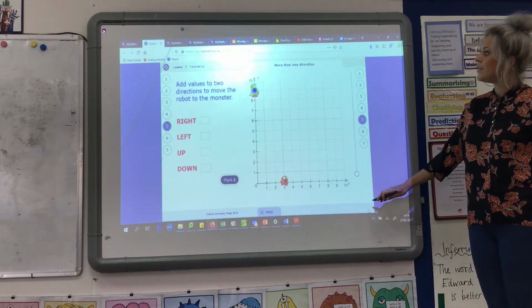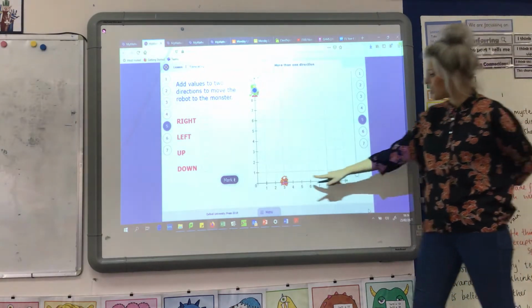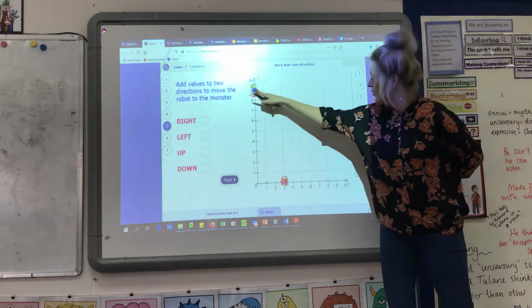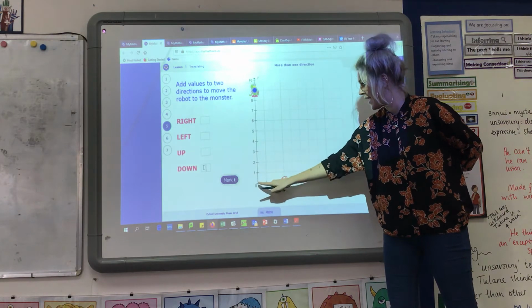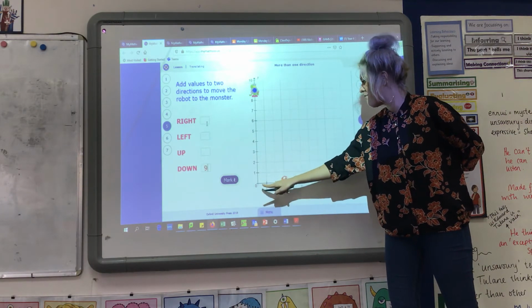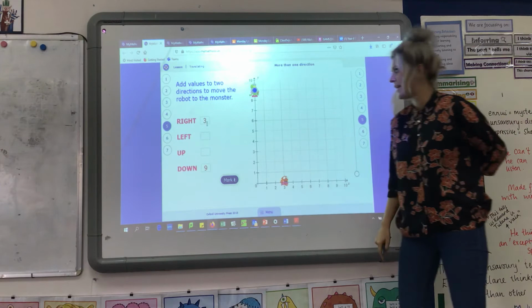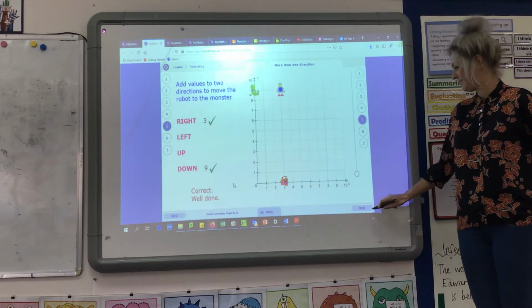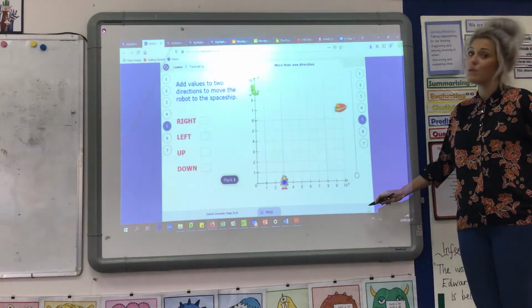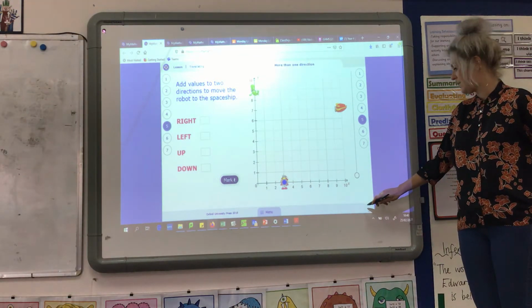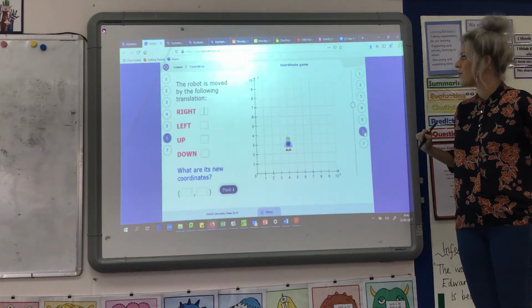Add values to 2 directions to move the robot to the monster. We need to go down 1, 2, 3, 4, 5, 6, 7, 8, 9 and right 1, 2, 3. Lovely. We won't keep doing these because I think that it's quite easy for you to get the hang of this. Let's go on to our next bit.